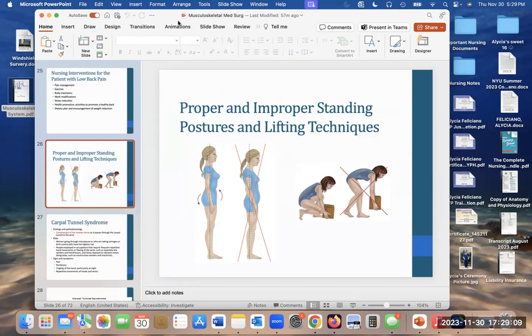So you should always go down and pick up something. You should not hunch over with your back to lift something. That's not good. You should also always stand upright, right? Because if you don't stand upright and you hunch over all the time, you do have the risk of getting kyphosis, or a little bit of a hunchback.